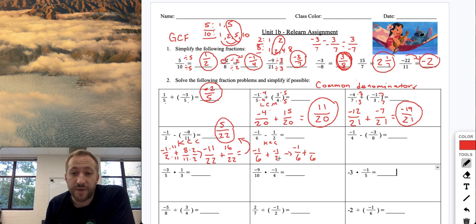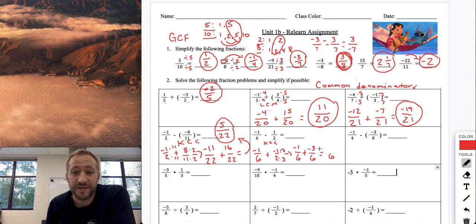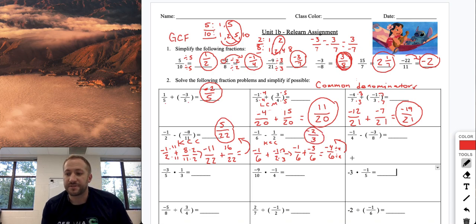I turn 2 into 6 by multiplying by 3. Multiply by 3 up here as well. So now this one is negative 3 over 6. So the denominators are the same. I'm going to keep it in my answer, and I just add the numerators. Negative 1 plus negative 3 gives me negative 4. I can simplify this. They're both even numbers, and I know all even numbers are divisible by 2. I can use 2 as a greatest common factor. Negative 4 divided by 2 gives me negative 2. 6 divided by 2 gives me 3, so I get negative 2/3. Let's look at the last one.